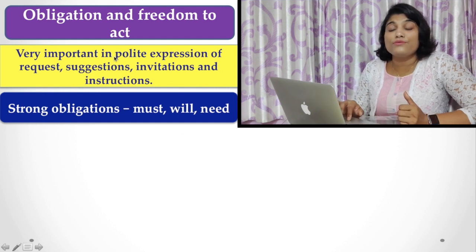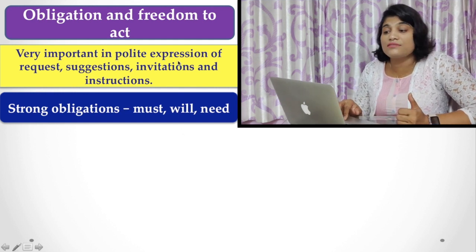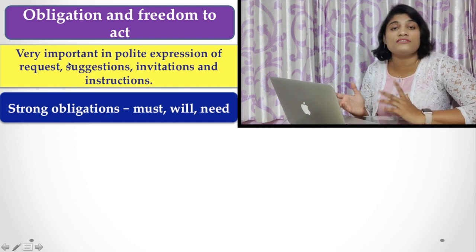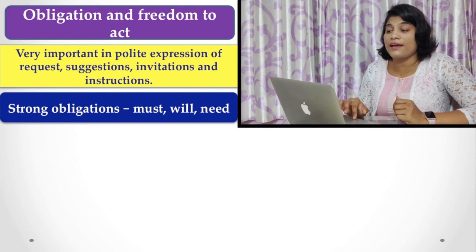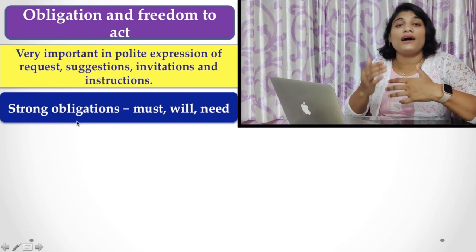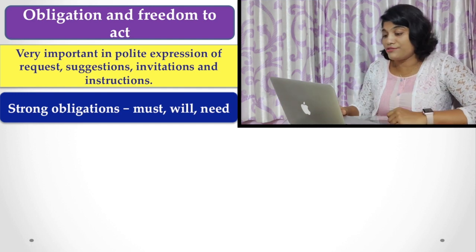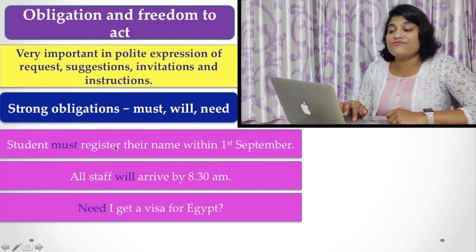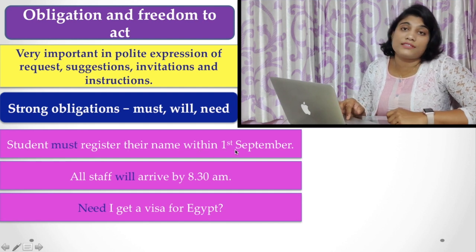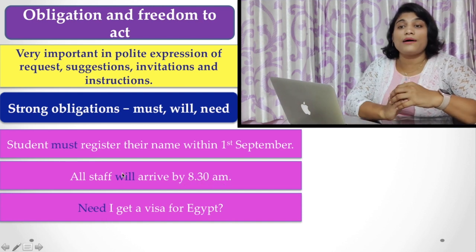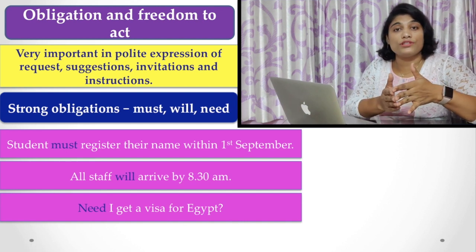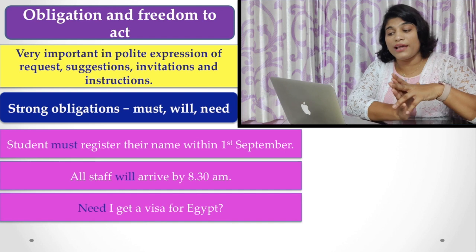Very important. This is used in polite expressions of request, suggestion, invitation, and instruction. In those cases, you have to use modals like must, will, etc. If you are talking about a strong obligation, for example, students must register their name within 1st September. This is a strong obligation. We have to use must. All staff will arrive by 8:30 a.m. Here also you have to say that all staff must come or they will arrive on time. This is also a strong obligation.